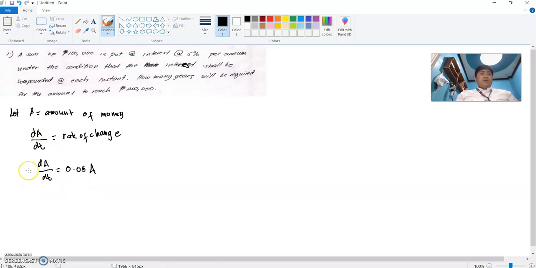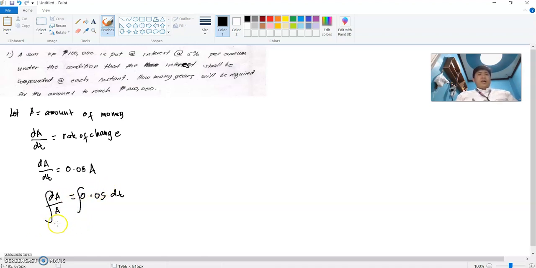So from here, what can we use? This is very simple. Problems like this have very simple equations. From here, we have to combine all the same values. So I'll just put dA over A, and I will not include the numbers so that it will not be confusing, equals 0.05 dt. Now, I've separated this one, so it's just simply integrating it.